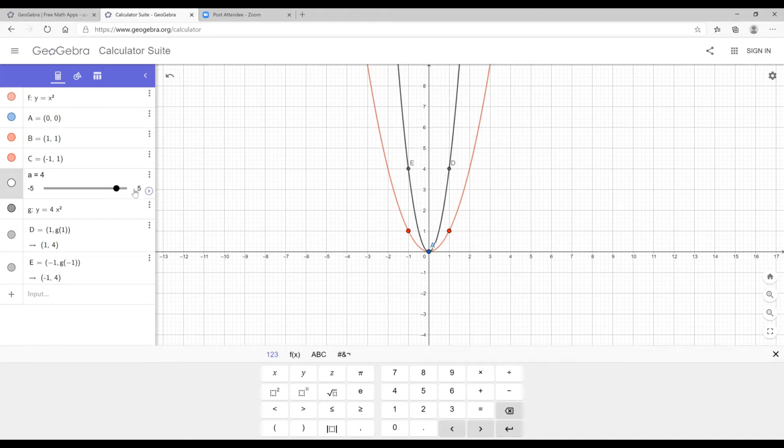So D, for example, when a is 1, it is 1 unit above the x-axis. When a is 2, it's 2 units above the x-axis. When a is 3, it's 3 units above the x-axis. So the scaling factor is actually pulling E and D upwards, and that makes the graph narrower.